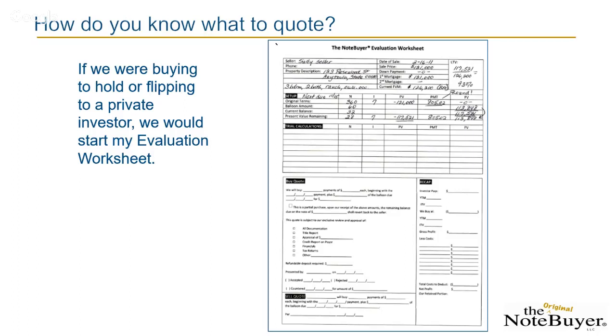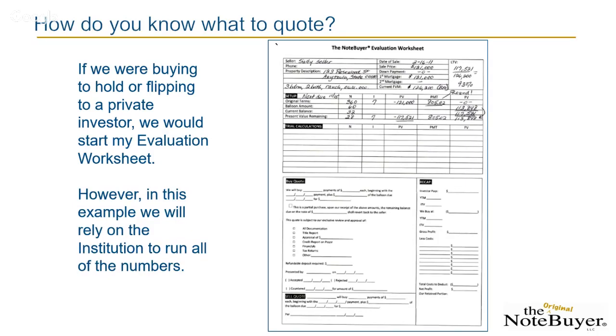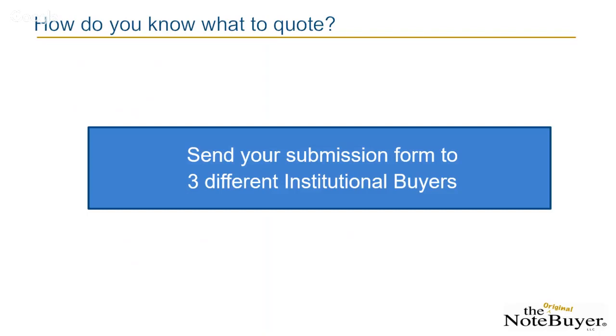However, on this particular example, this webinar tonight, I want to show you how you can buy a note without even picking up the calculator. In this case, we're going to rely on the institution to run all the numbers. We're not even going to start this evaluation worksheet. So if you're not going to evaluate, how do you know what to quote? Well, it's real simple. You're going to do exactly what I did when I started many years ago, and that is, you are going to send your submission form to 3 different institutional buyers.